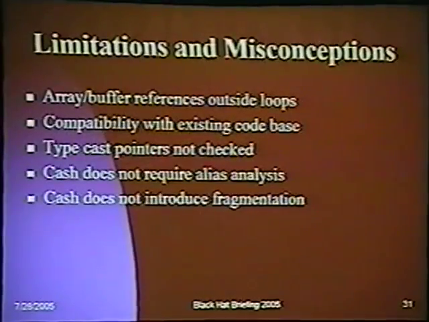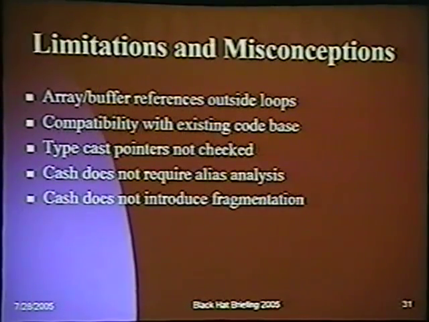And then there are issues about if we only take care of references within an array, within a loop, then what about those array and buffer references outside loops? It turns out that we can do this using software array bound check without any problems. And compatibility with the existing code base. Yes, the original version of CASH does have this problem because we use a fat pointer and shadow variable. But the second version of CASH solved this problem by using that shadow stack on the heap approach. And then this problem goes away.